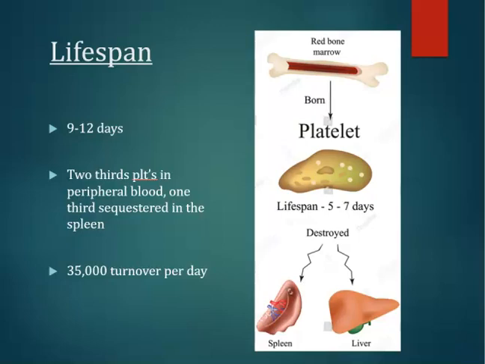So let's talk about the lifespan of the platelet. The lifespan is anywhere from 9 to 12 days usually, and 2/3 of the platelets are circulating around in your peripheral blood. The other 1/3 is sequestered, or stored, or hidden away in your spleen. And the turnover per day is about 35,000 platelets per day. So your platelets start out in your bone marrow, and then they circulate or they're stored or sequestered in the spleen, and then they get turned over or destroyed by the spleen or the liver.